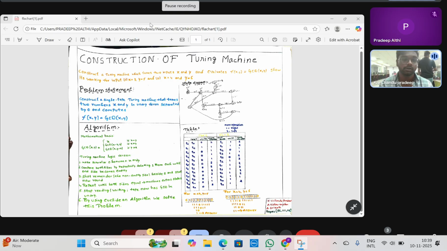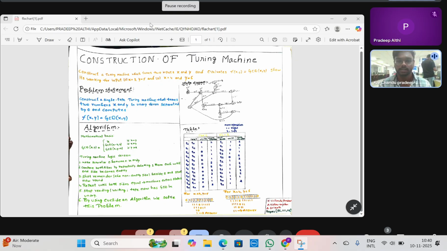in a unary machine. Hello everyone, we are going to explain our project on the construction of a Turing machine that finds the greatest common divisor of two numbers using the Euclidean algorithm. A Turing machine is a theoretical model that represents how any computer algorithm works step by step.